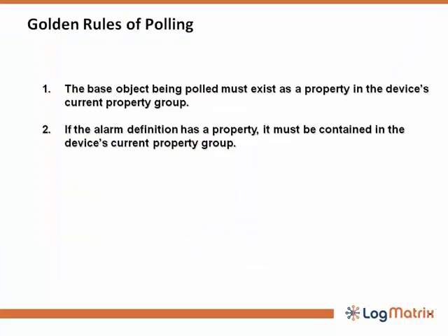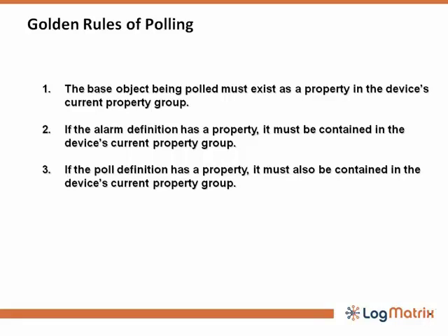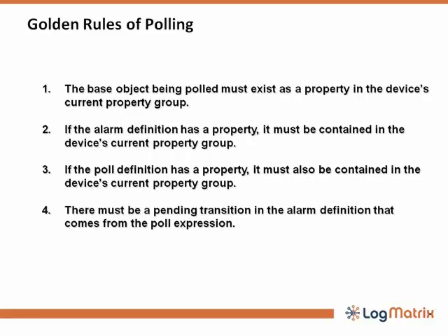So we've hit two rules about property groups and polling. If we're going to poll, the base object of the poll has to be in the property group. And if the alarm has a property assigned, then the alarm's property must be in the property group for it to work. If I've got a poll, and the poll can have a property and a base object, then wouldn't it make sense that there is a rule for the poll, if it has a property assigned, that that property must be in the property group? Well, there is. So that's the third rule we've just hit. And the fourth rule, there must be a pending transition.